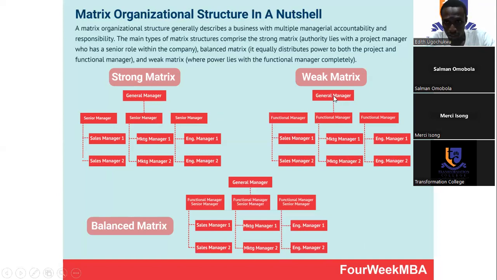Look at this one, a weak matrix. General manager to functional manager. Why this is called weak is that it is either a senior manager and a functional manager together. So if you look at the balanced matrix, you see functional manager and senior manager together. But in most organizations, you find more senior managers. So that's why you see in the strong matrix, we have senior managers.